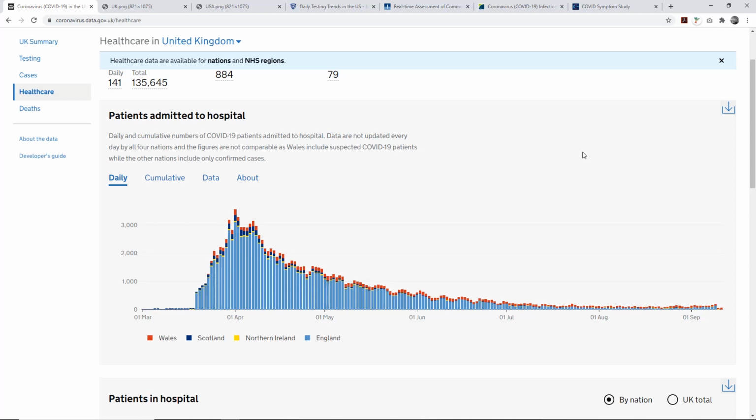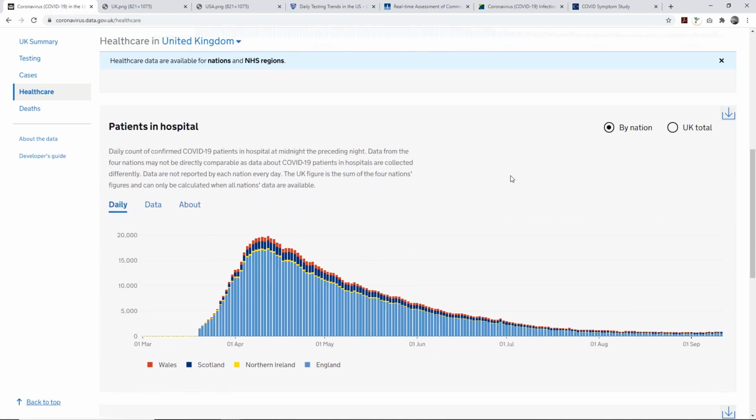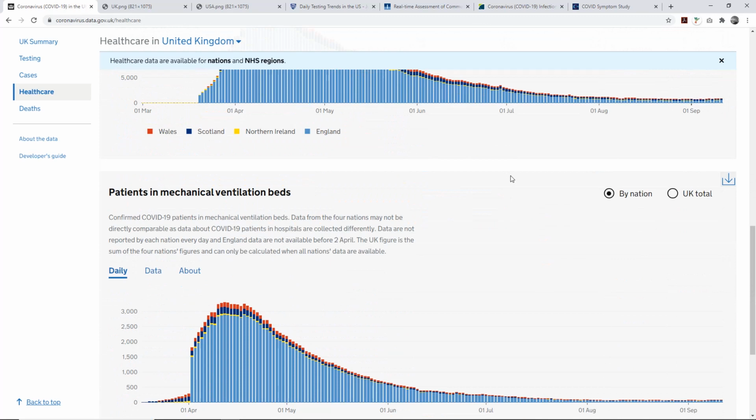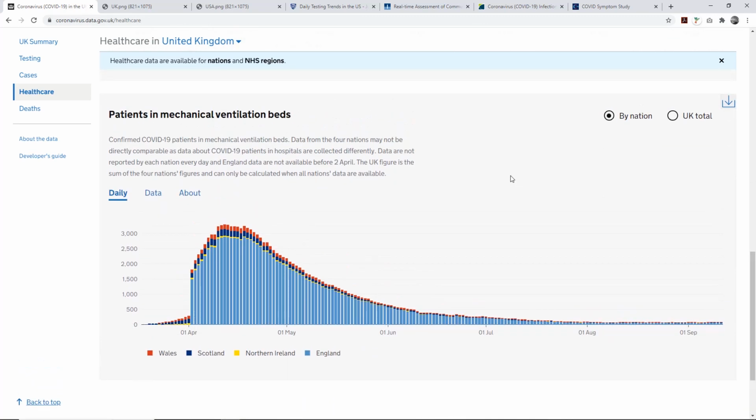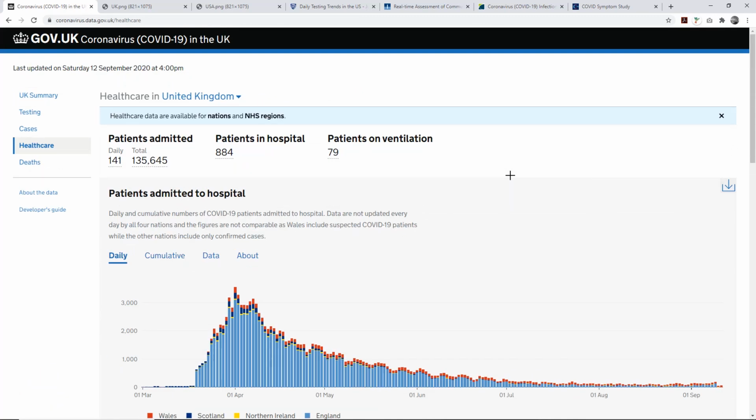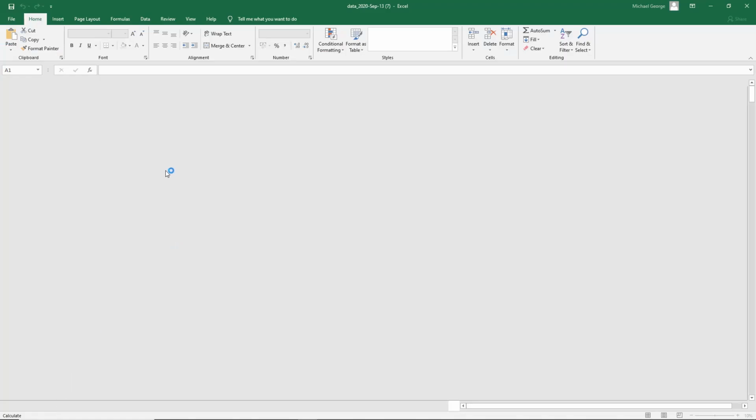So the government website, we can get the number of patients admitted daily. We can see the number of patients already in hospital. We can see the number of patients in the intensive care. We're going to work with the daily admissions, download it as a CSV and open it in Excel.